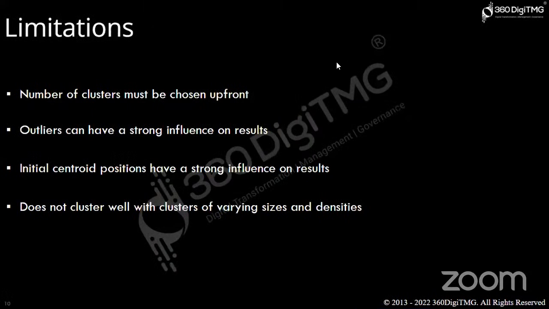So, what are the limitations that we have seen here? The number of clusters must be chosen upfront. Outliers can have a strong influence on results. Initial centroid positions have a strong influence on results. And it does not cluster well with clusters of varying sizes and densities. All these points are limitations.